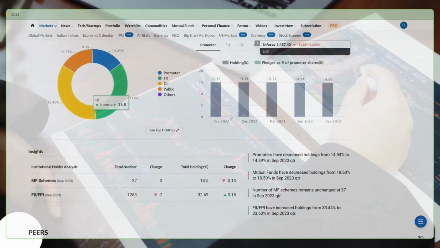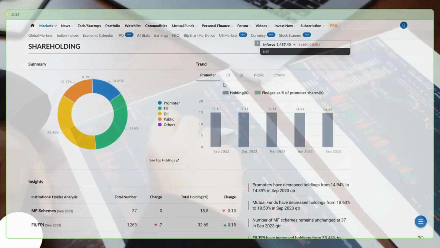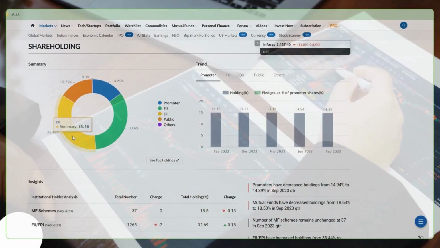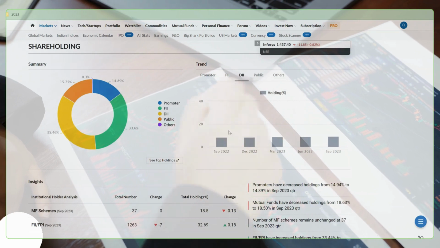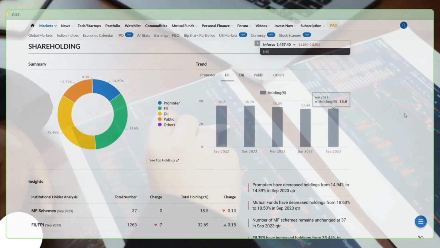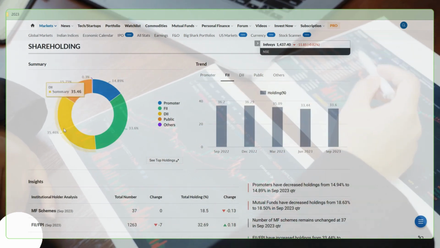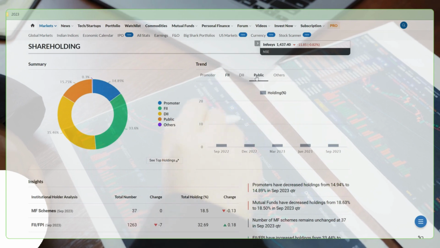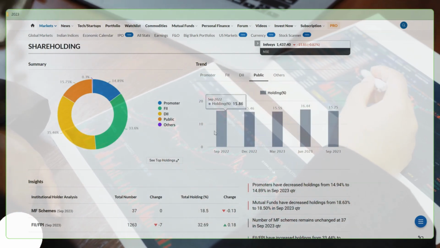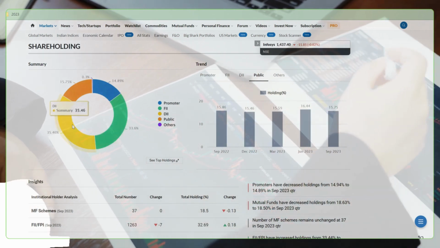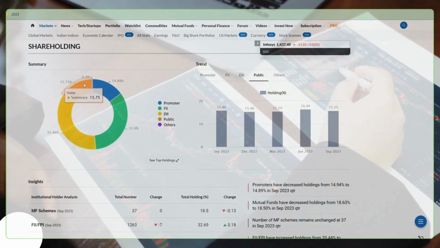So this promoter doesn't have 50% here. If you see, the promoter's holding is 15%, but DIIs have a good amount, 35%. And FIIs also have a good amount. So FIIs and DIIs are also invested well, and the public is also in, I think, an equal percent. How much is the public? Around 15%. So its shares are equally distributed among all the stakeholders: promoters, DIIs, FIIs, then public.